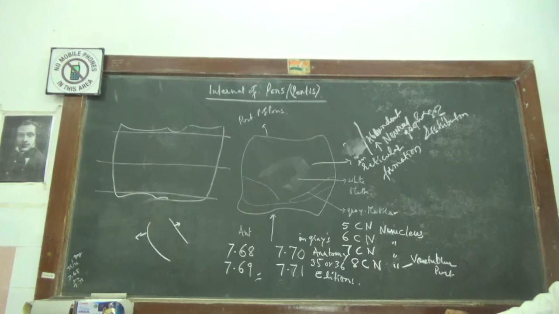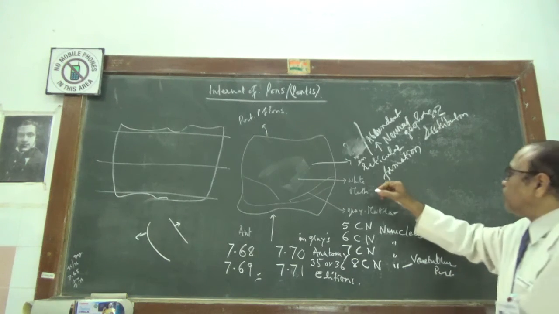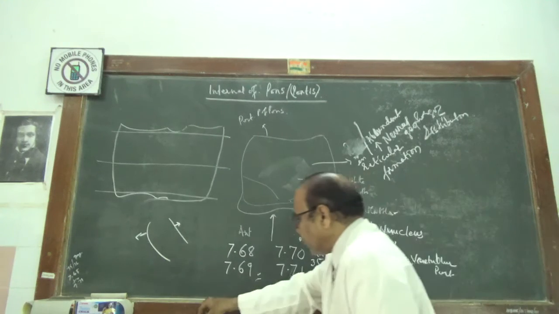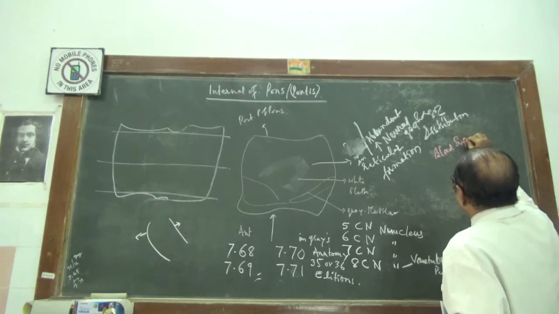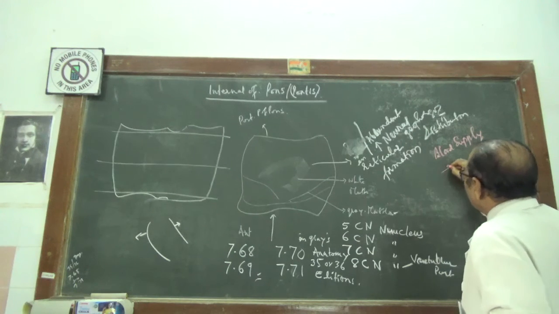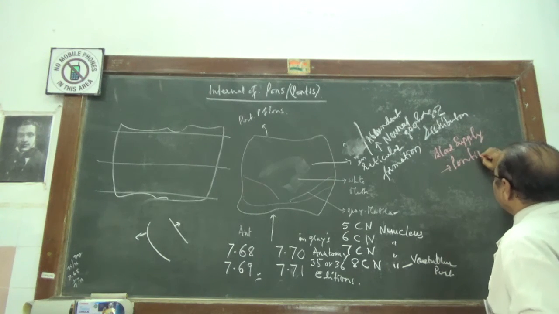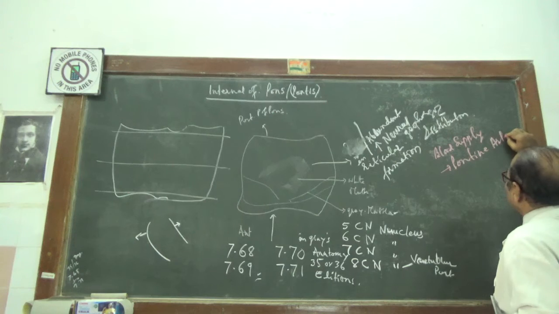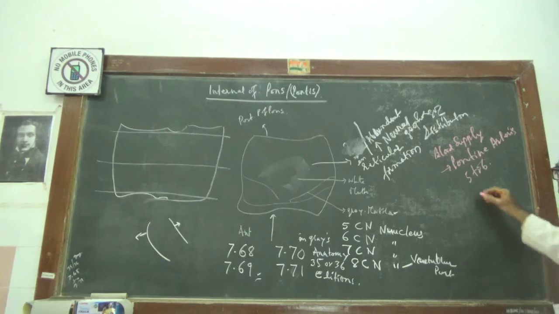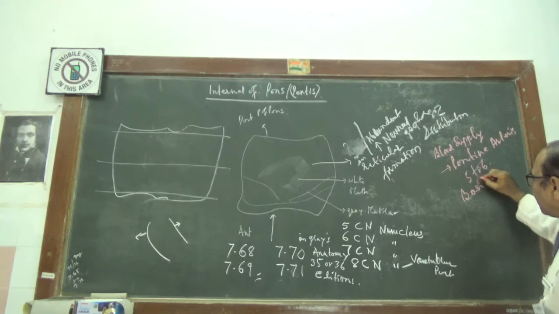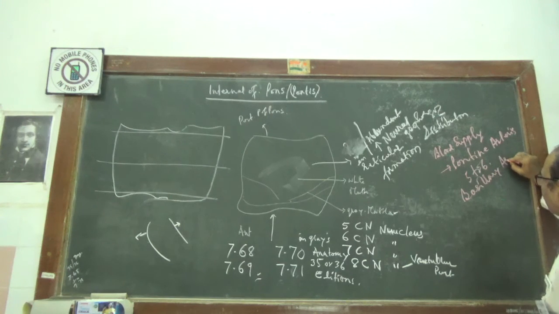The blood supply of the pons is by means of the pontine arteries, which are 5 to 6 on either side of the basilar artery, which will be there on the anterior, inferior surface of the pons in the basilar groove.